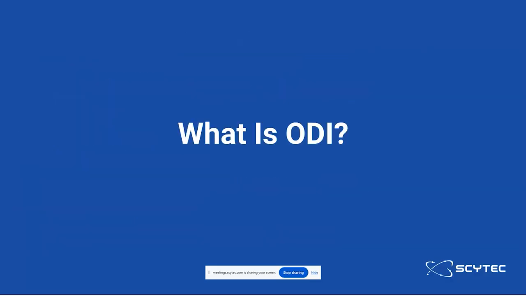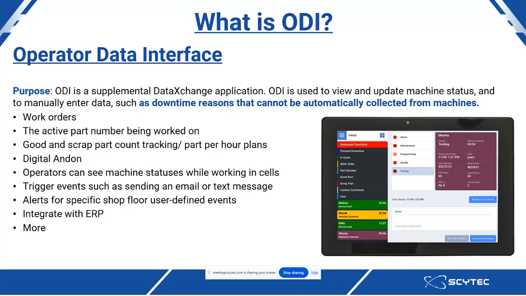So first off, I would like to go over what is the Operator Data Interface. The Operator Data Interface is a supplemental data exchange application. ODI is used to view and update machine status, and to manually enter data such as downtime reasons that cannot automatically be collected from machines. Some of the things that you can put in the ODI include work orders, the active part number that is currently being worked on, the machine that your operator is at, good and scrap part count tracking, as well as parts per hour plans.